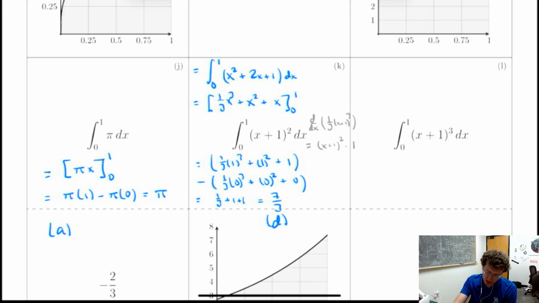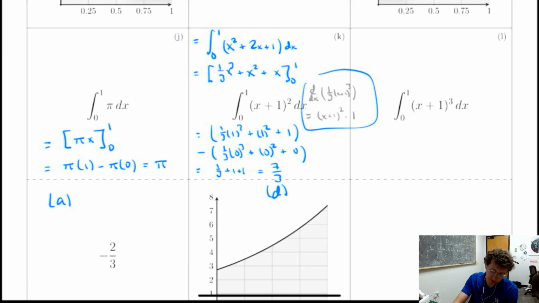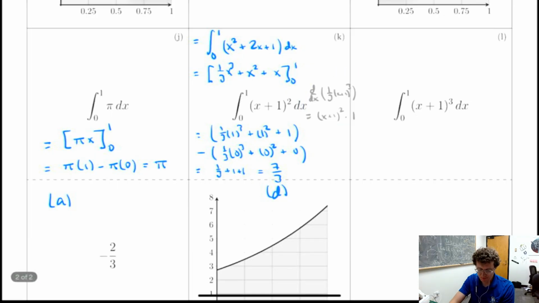But once again, just like with the e to the x plus 1, this isn't going to work if the inside of these parentheses is anything more complicated than a linear function. But again, you don't need to know that. Just if you want to make a guess about the antiderivative, just check. See if it differentiates to give the right thing.